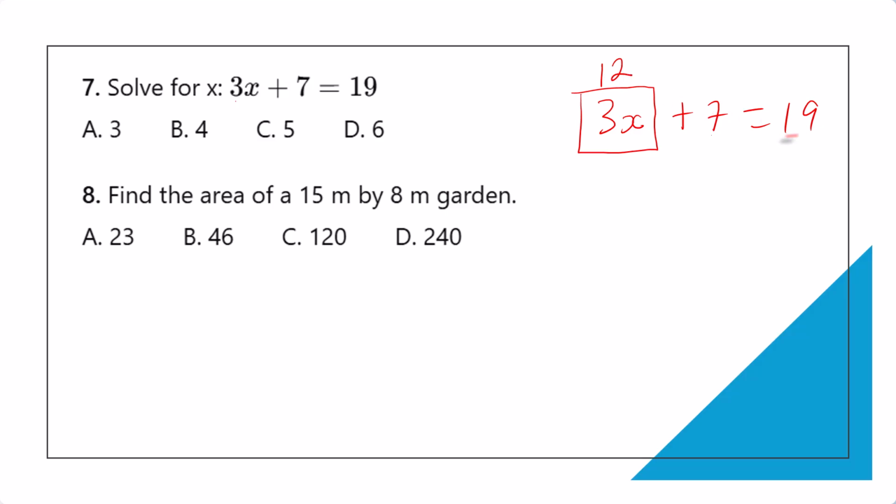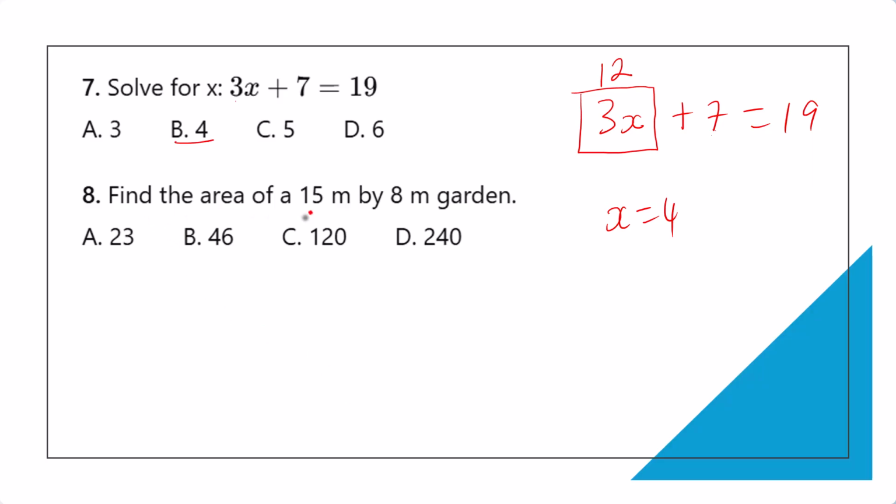Or you can take away. You do 19, take away 7, and that gives you 12. But this 12 is 3 lots of a number. So what is that number? The number has to be 4, isn't it? Because 4 plus another 4 plus another 4, 3 times, is 12, and 12 plus 7 is 19. So the answer is going to be 4. Okay. Let's go to question 8.